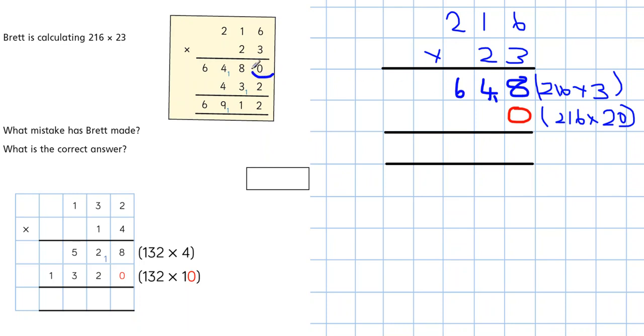I can see what Brett has done. Can you see? He's multiplied the top row not by 3 but by 30. There's no 0 down here either, so let's see. 2 times 6 is 12. 1 times 2 is 2 and 1 more is 3. 2 times 2 is 4. Yes, there's something missing there, isn't there? So the correct answer should have been 4,968. Well done if you spotted that, really well done.